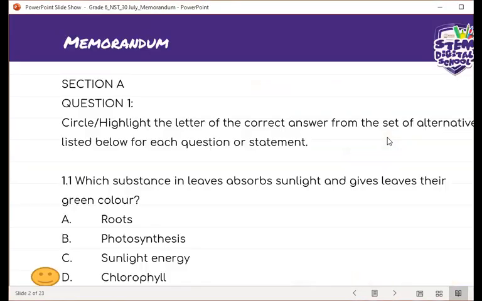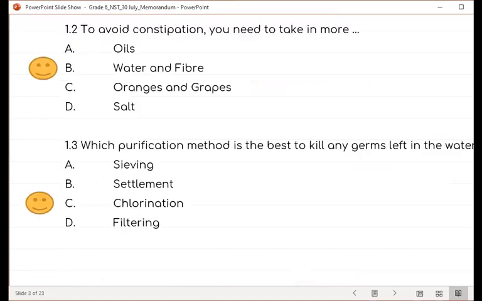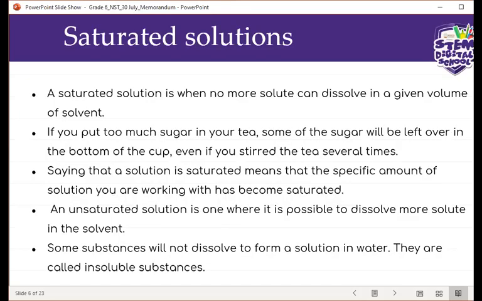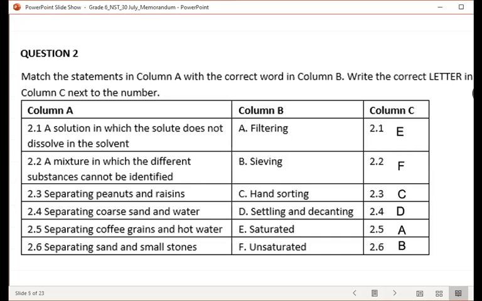Yesterday we did section 1, the multiple choice questions, and we also did question 2, which is on mixtures and mostly physical methods of separation. Then we went through saturated solutions. Quick reminder: 2.1 we had initially said was F, but the correct answer was E. If you didn't fix it in your corrections, fix it again quickly. 2.1 is E and 2.2 is F.